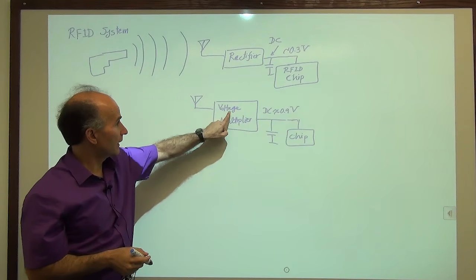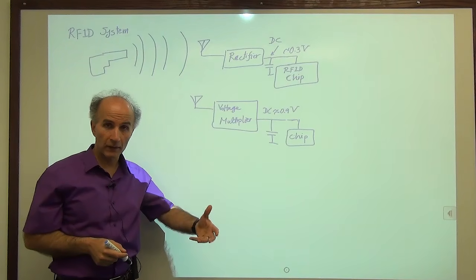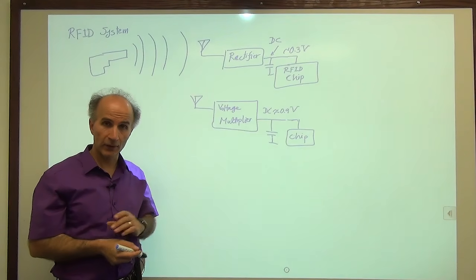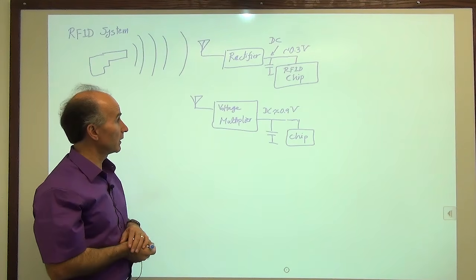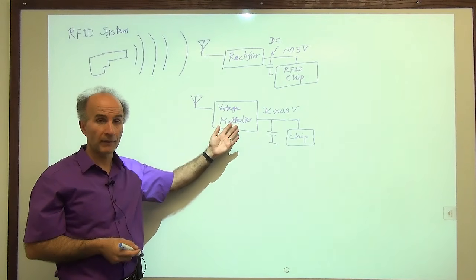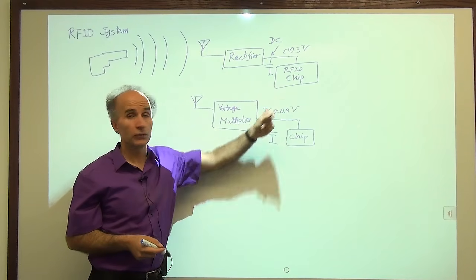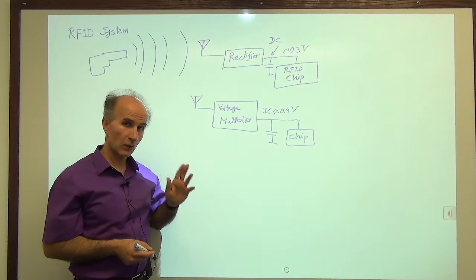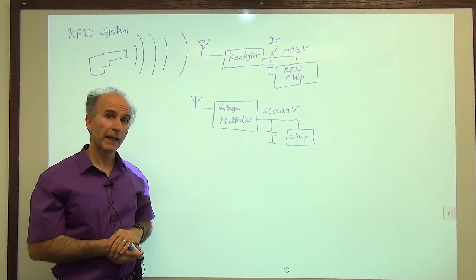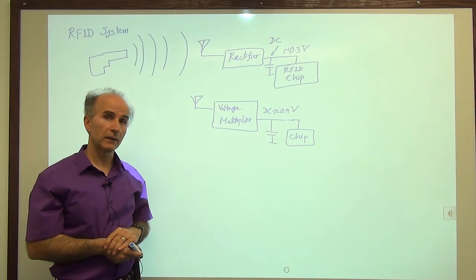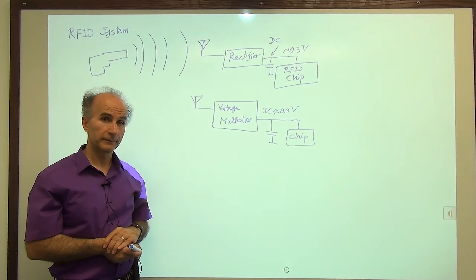So this is an interesting application of voltage multipliers, voltage doublers, triplers, etc., where we really have only this solution. We don't have any other solution, because this DC was not enough to turn on the chip. So keep that in mind, and now we go back and look at a voltage doubler.